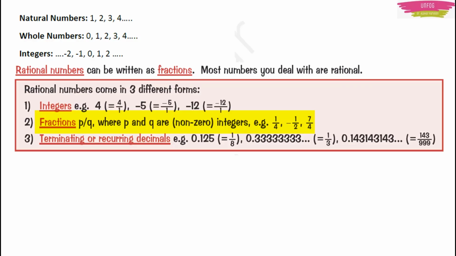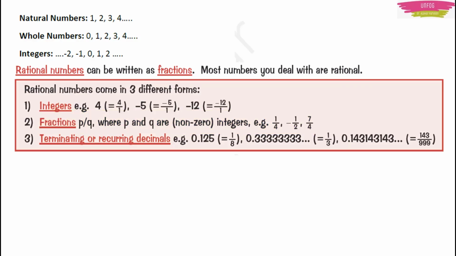That means p by q, right? Here, the only condition is that your denominator, the q, must be a non-zero integer. Because if it is 0, then your fraction will become infinity. Anything divided by 0 becomes infinity. That's why rational numbers are written in the form p by q, and q will not be equal to 0. There can be a negative sign in the fraction, there can be a positive sign.